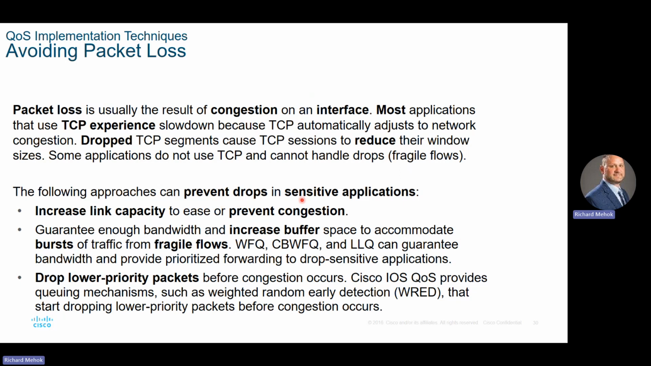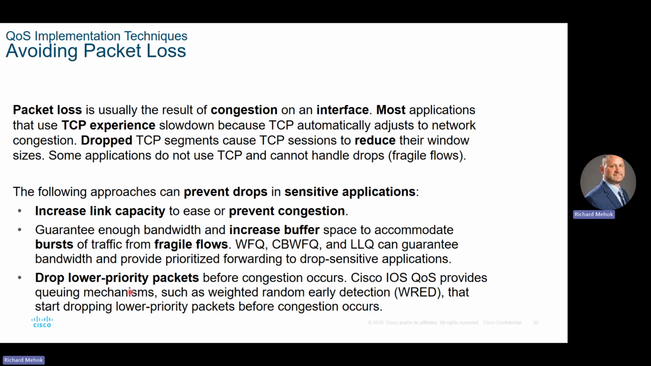So to prevent drops on sensitive applications, we can increase link capacity, which would cost money. And then also we can prevent the congestion before it starts. So to guarantee bandwidth, we can increase buffer. We can account for bursts and fragile flows. And the techniques that we will use will be the weighted fair queue, the CBWFQ, and the LLQ. We'll talk about those later.